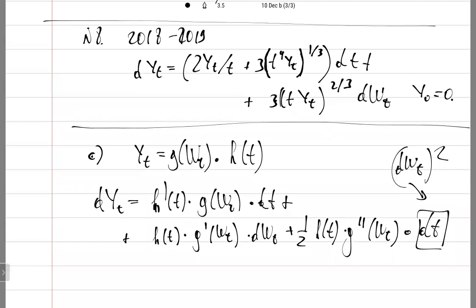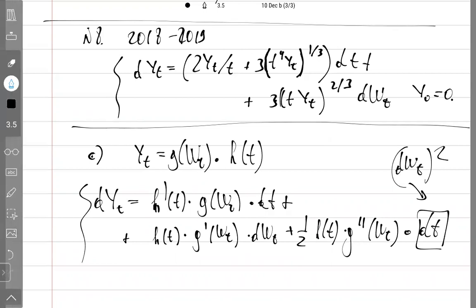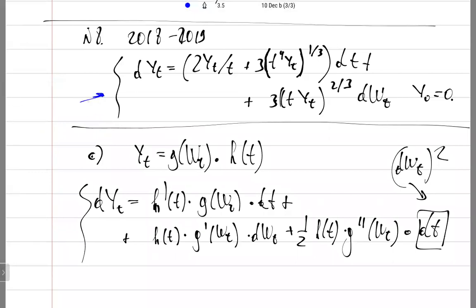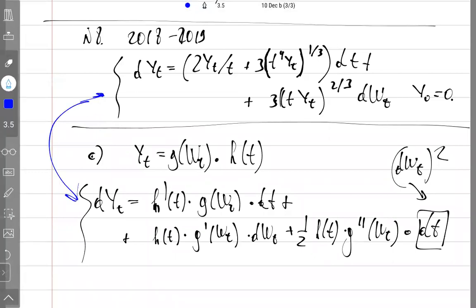So now we have two expressions that should be equal: the original one and the one we have found by Ito's lemma. They should match. Okay, let's match them.